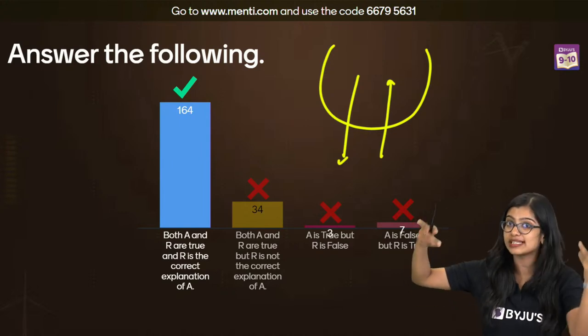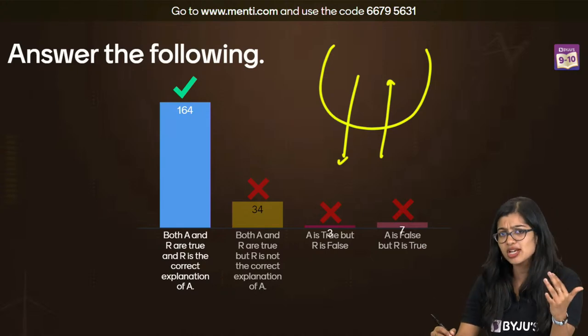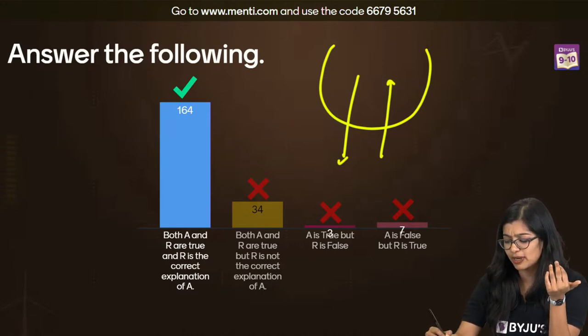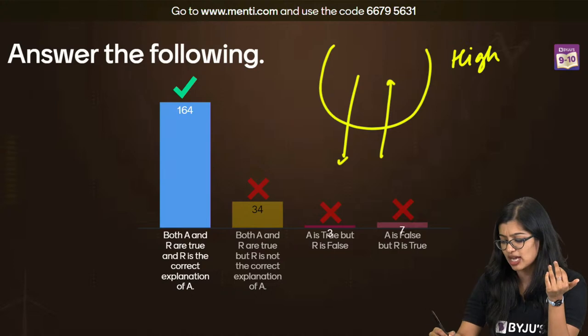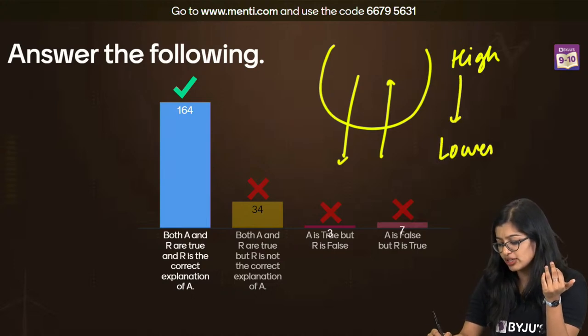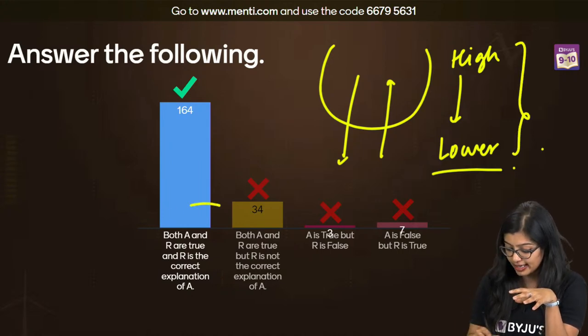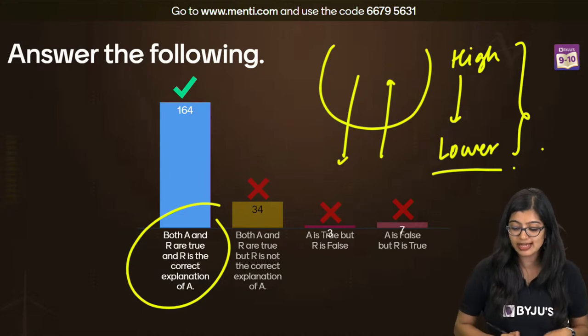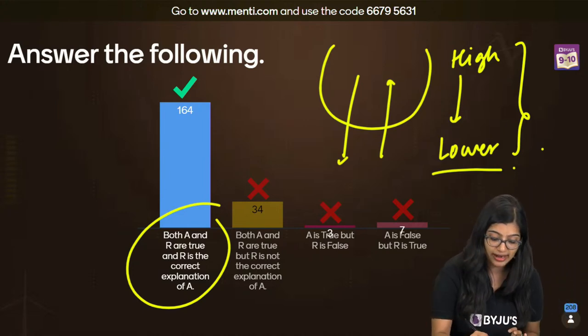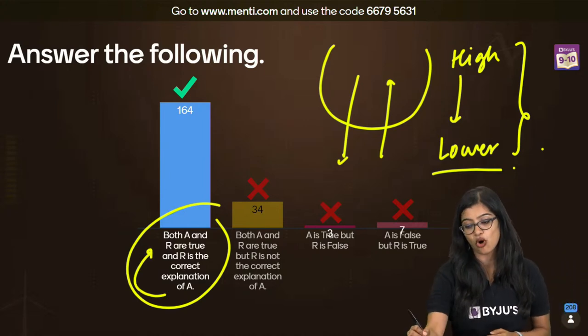Why or how does that happen? Because as we know, diffusion is nothing but the movement of substances from a region of higher concentration to a region of lower concentration, right? So in this case, what do we see? We see that the correct answer is option A, which says that both A and R are true, and R is the correct explanation for A.